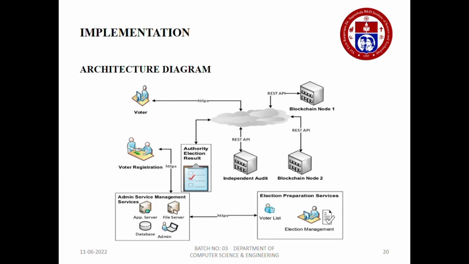The votes will be stored in the blockchain nodes. All the blockchain nodes are connected one by one. If any voter votes multiple times, it will be saved in the blockchain nodes. But while displaying the results, it will take the first vote of the voter and display the result.